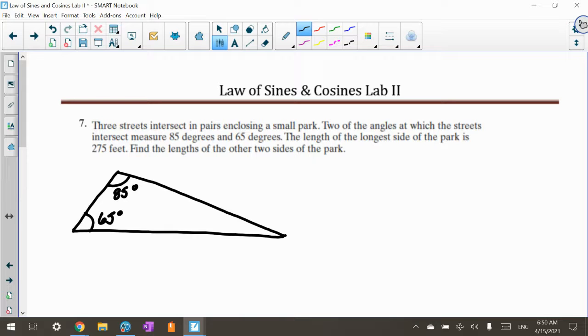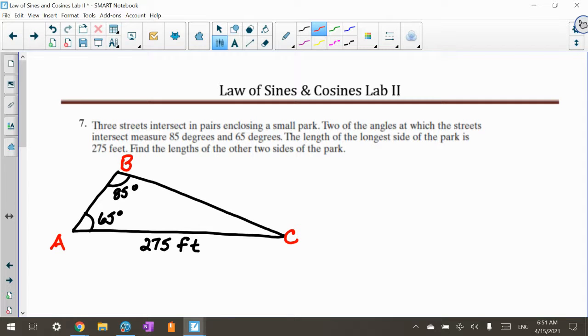And then they said the longest side of the park is 275 feet. So what are the other 2 sides of the park? So this is 275 feet because this looks like the longest side. And they want us to find the other 2 sides. So I always tell everybody, if you're not for sure how to get started, label your angles A, B, C and then look at what you have.